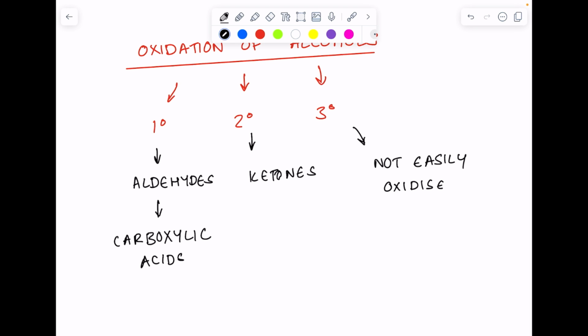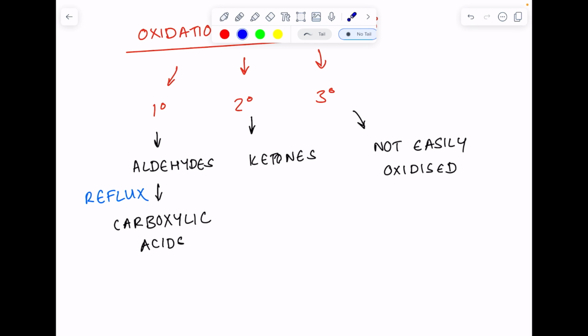So I like to use this basic flow diagram just to remind myself, okay, the primary alcohols will first of all be oxidized to aldehydes. They can then be oxidized to form carboxylic acids. In order to enable that further oxidation, you're going to need the reaction condition of heating under reflux. Secondary alcohols are oxidized to form ketones, and those tertiary alcohols will not easily be oxidized. So we're going to look more carefully at some of the required practicals.